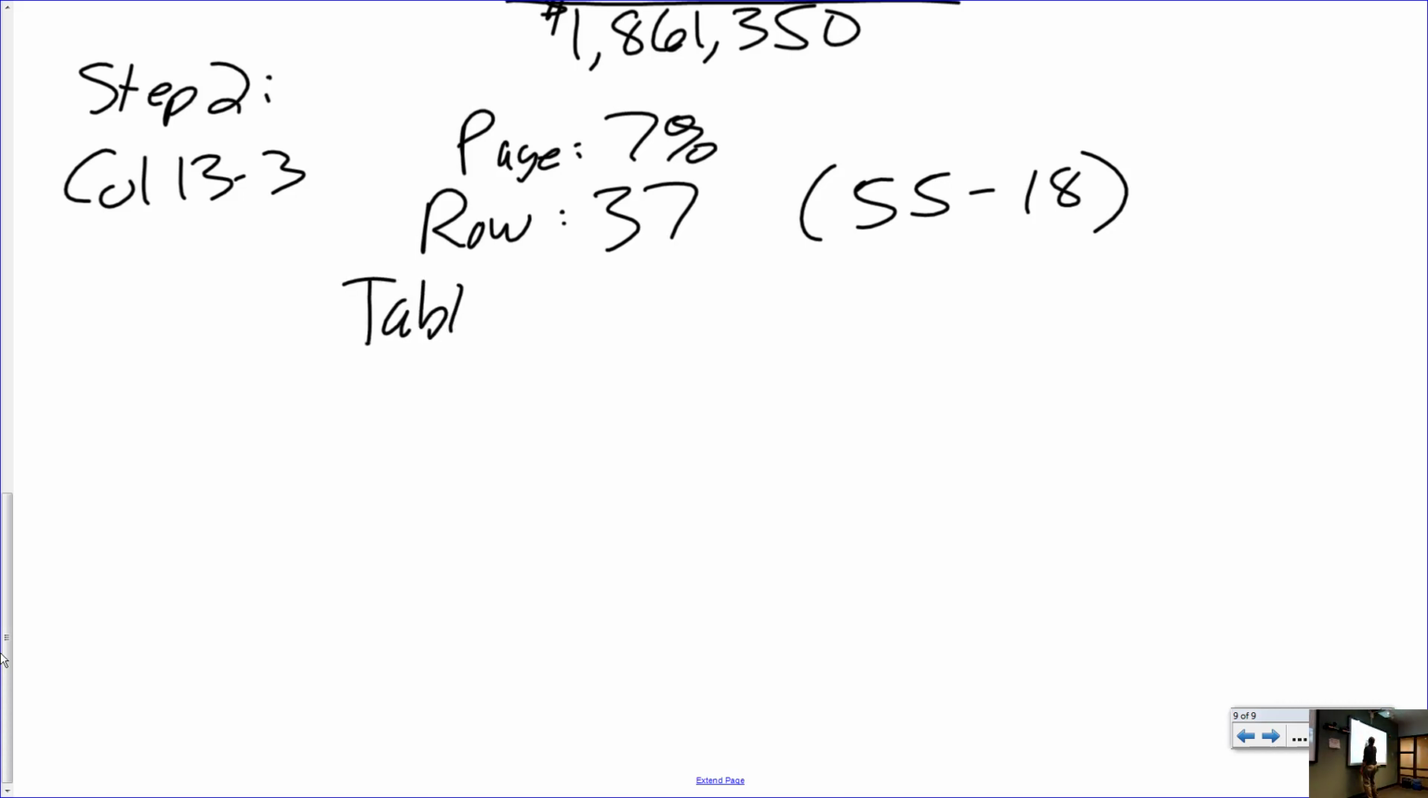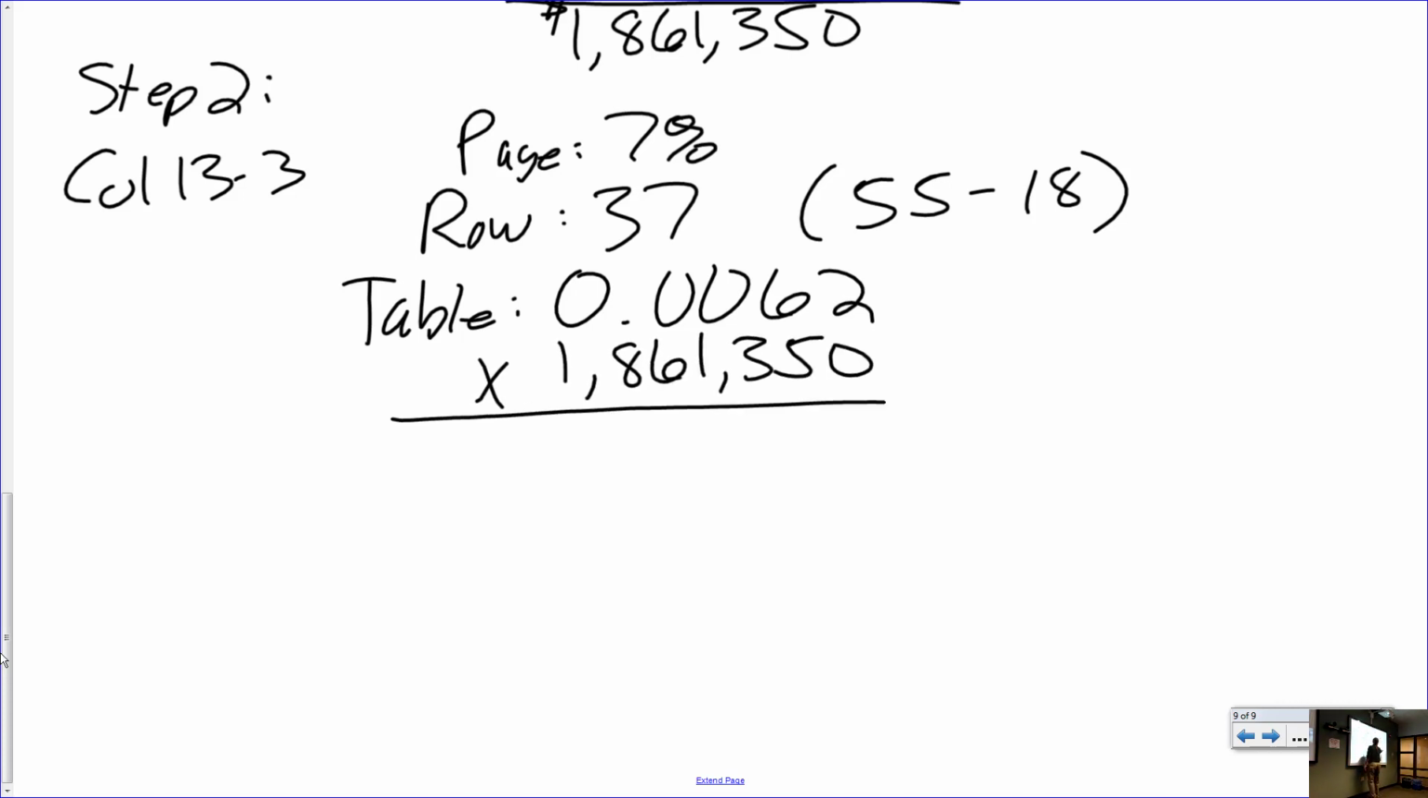So, 7%, row 37, folks. What's my number? 0.0062. 0.0062 multiplied by that magic number of 1,861,350. What does Ryan need to invest each year? $11,540.37. That's actually not that bad. And if you think about it, that's per year. Divide that by 12. How much does he need to invest per month? Just a shade under $1,000.